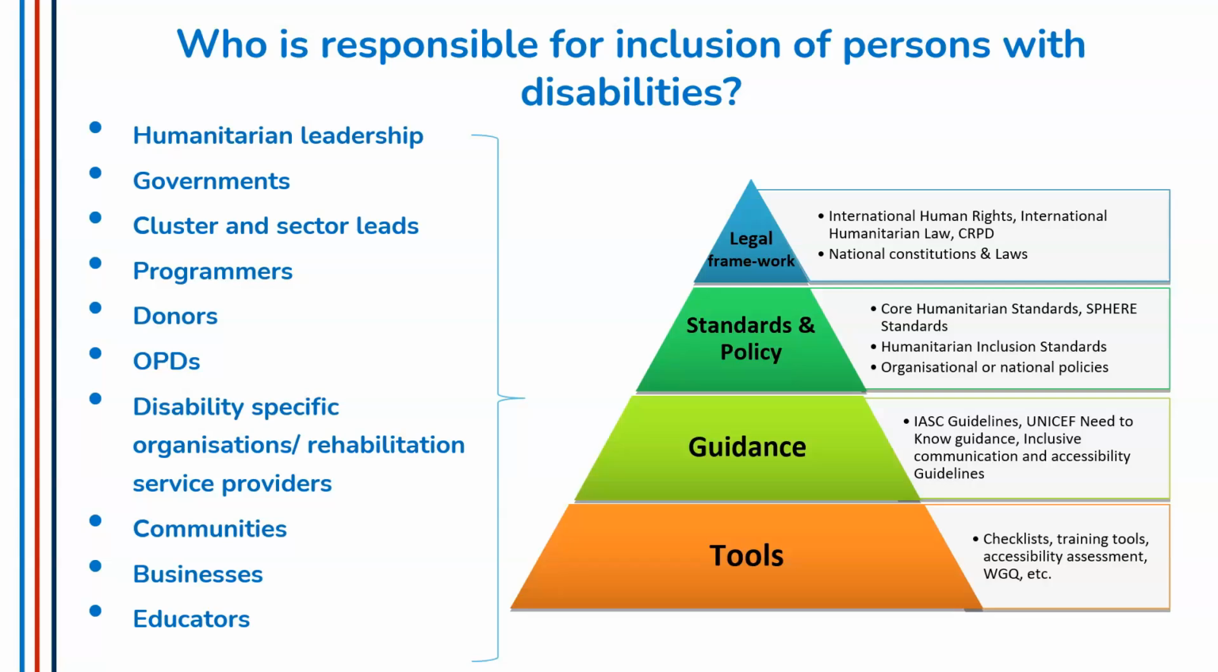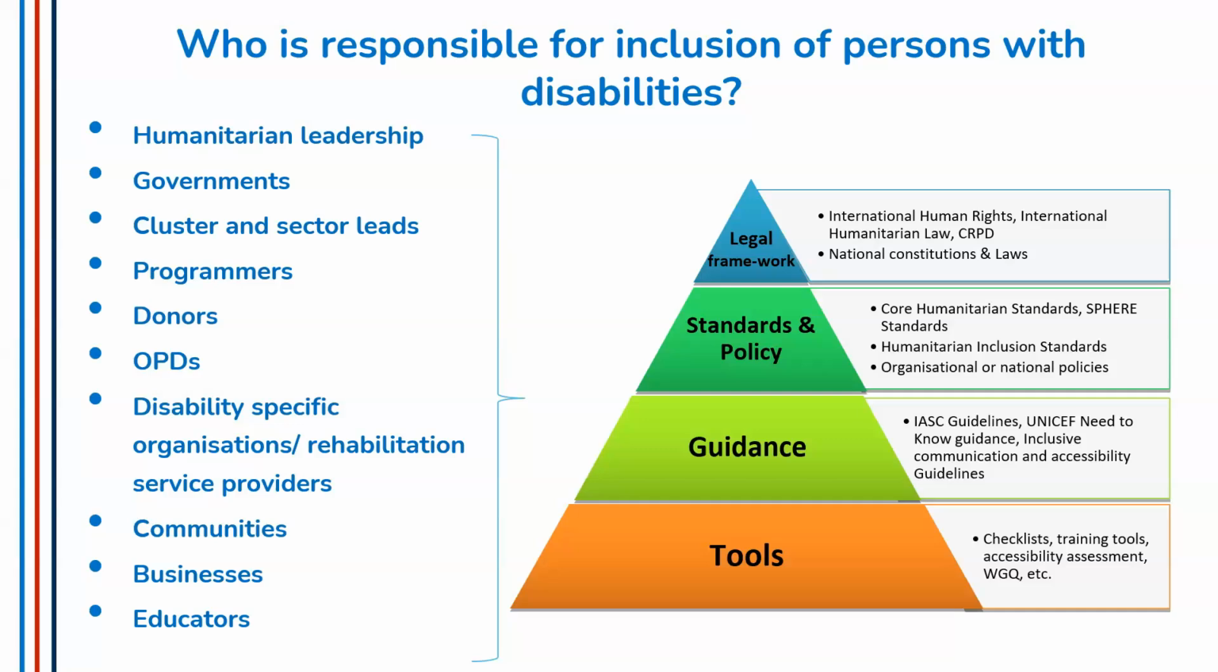So you'll see here we have a pyramid drawing showing, at the bottom, tools. What we need to have: the checklist, training tools, accessibility assessment, etc. So that when we have good tools at our work, we are able to do targeted and inclusive intervention. The second thing we need is guidance. Yes, we have these tools, you have collected data, you have the data of persons with disability, you know how many boys you're talking about, how many girls, how many boys with disability, how many girls with disability, which kind of barriers, which is the most barrier faced, which is the least barrier faced, which specific service do they need in terms of empowering them.